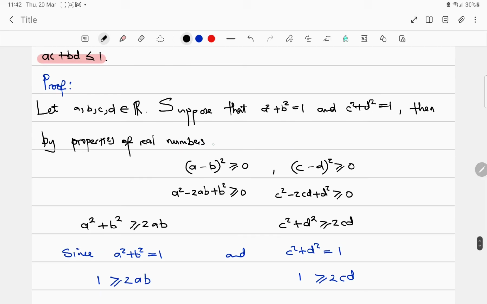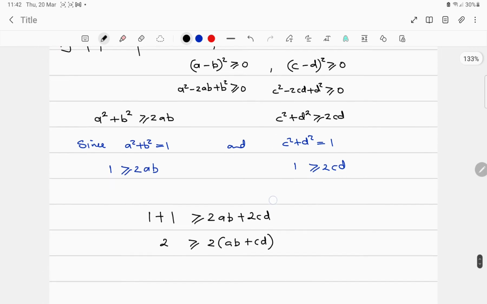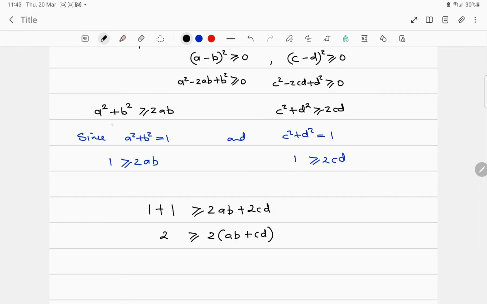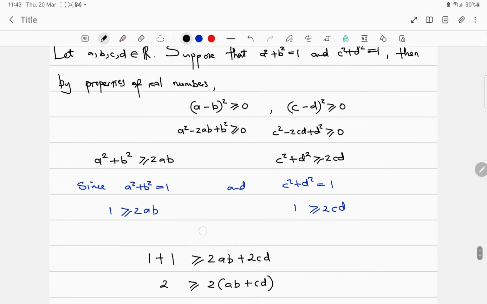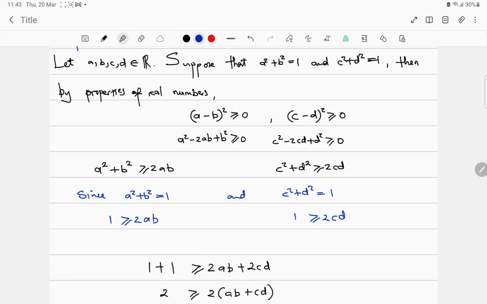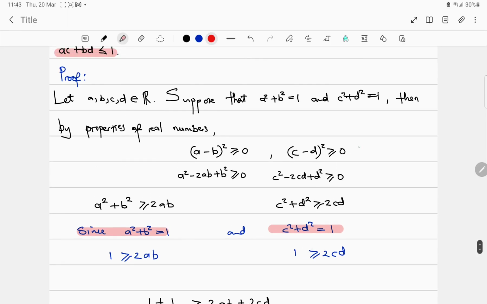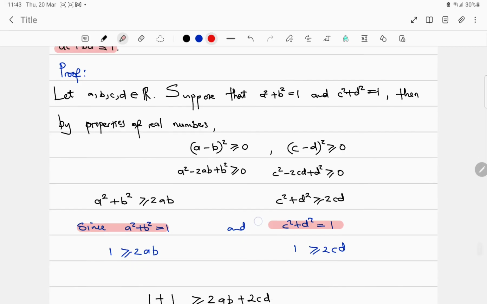(A minus B) squared is greater than or equal to 0, and (C minus D) squared is greater than or equal to 0, which leads to this: A squared plus B squared is greater than or equal to 2AB, and C squared plus D squared is greater than or equal to 2CD. And as a result, we are now retaining the supposition. If you check here, this is the supposition which we had initially. We are using it now. So the properties of real numbers section is this part, where we were using the properties of real numbers. The supposition is here.